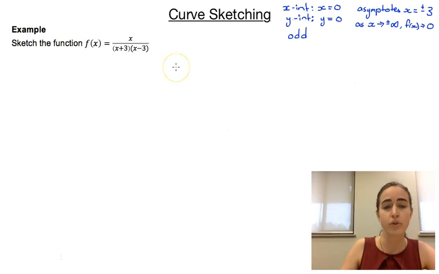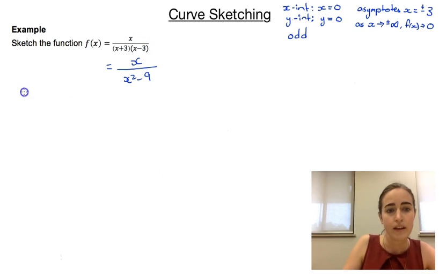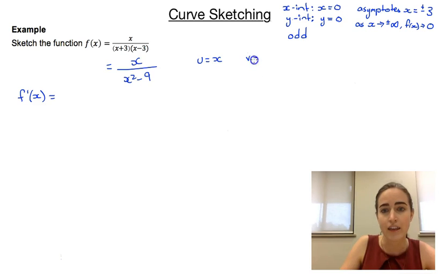So our stationary points, we're going to figure that out by finding the first derivative and setting that equal to 0. So before we find the first derivative, I'm just going to rewrite this as x over x squared minus 9. So expanding out that denominator. So now we can differentiate using the quotient rule. So that means our u is x, that numerator, and our v is x squared minus 9. So differentiating those would give us 1 and 2x.